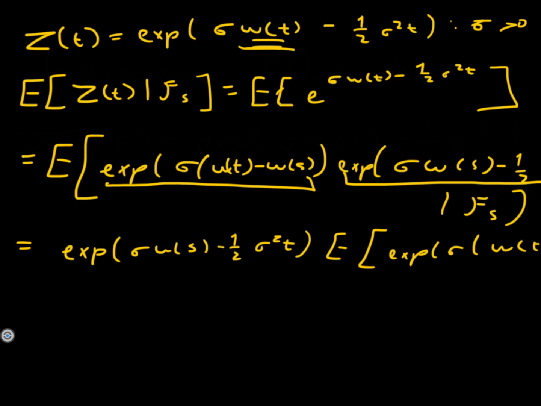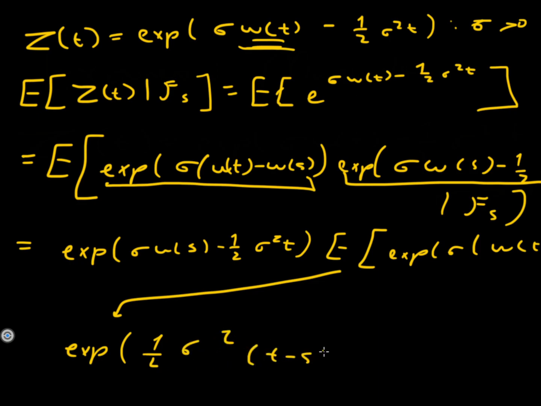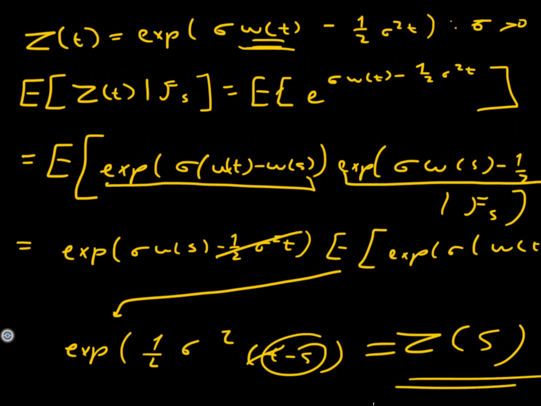Now what we want to do is show that this is equal to Z_s. To do that, we have to actually compute this expectation over here. Now this expectation is very hard to compute, so I'll just give the answer, which is the exponential function of 1 over 2 sigma squared (t minus s). So now we have this and we have this. We can see that this cancels out with this, and then we have this, which gives Z of s, which shows that the exponential martingale is indeed a martingale.